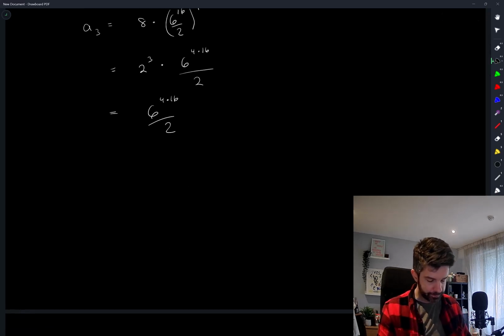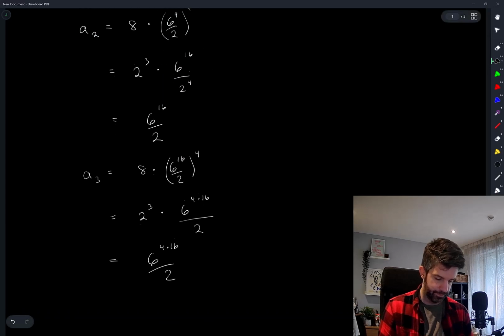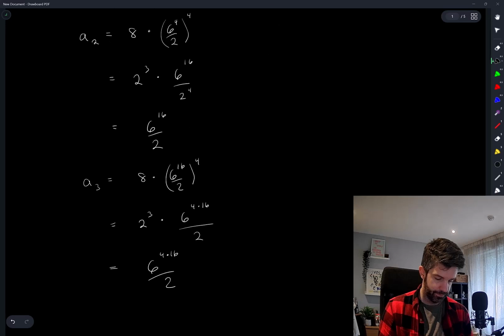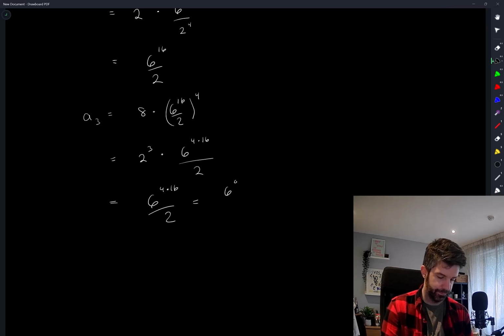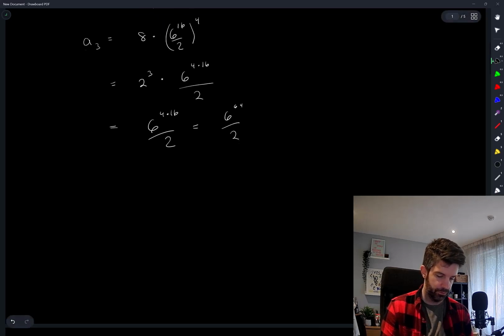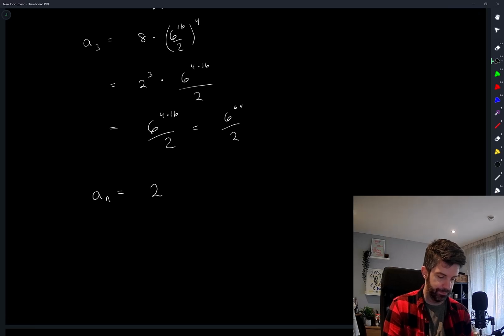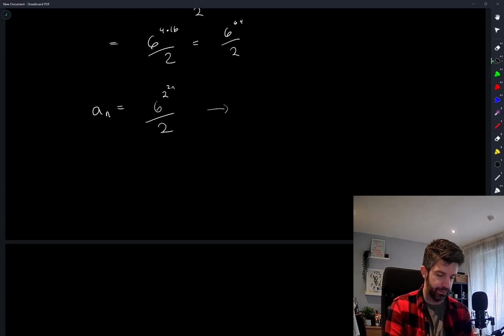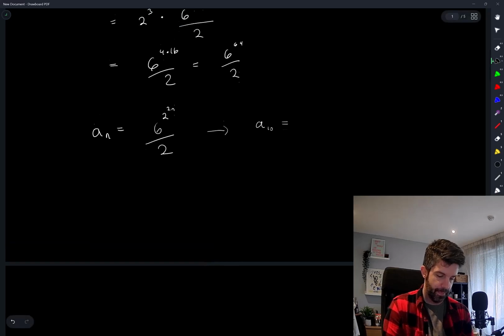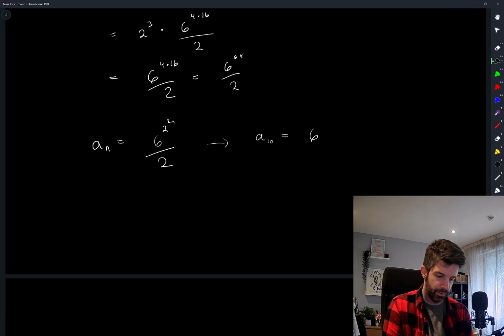So it looks like, hold on, 4 times 16 is 64. So it looks like an is equal to 6 to the power of 2 to the 2n over 2. Sorry, not 2, 6. So in this case, the answer is 6 to the power of 2 to the 20 over 2, which is option E.